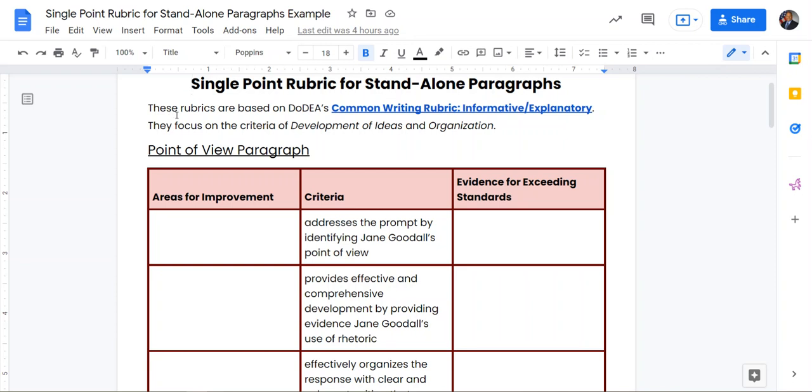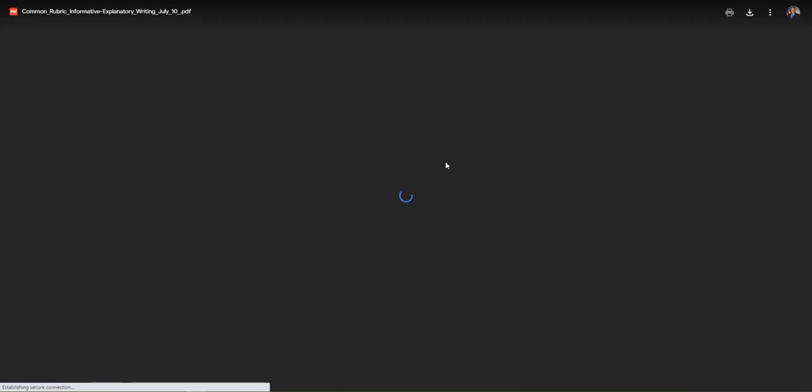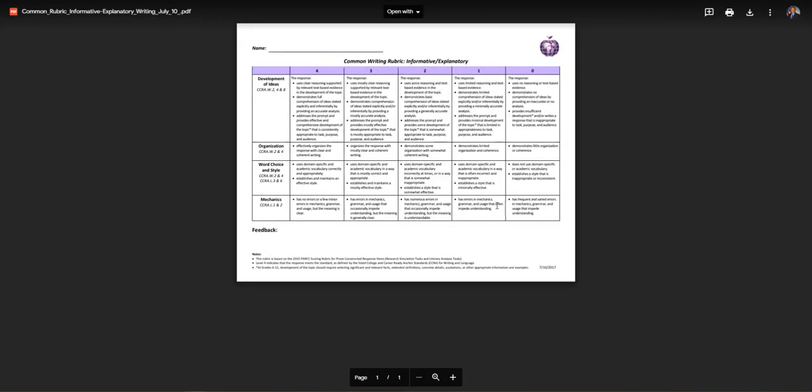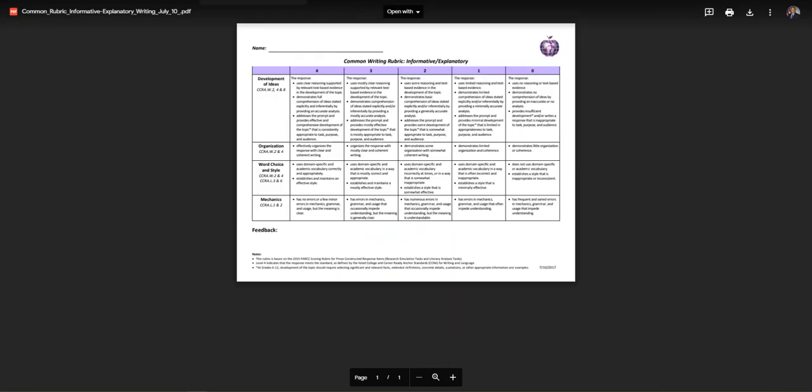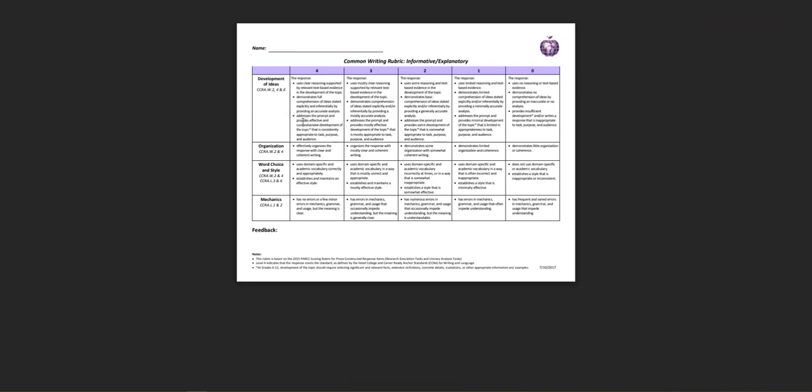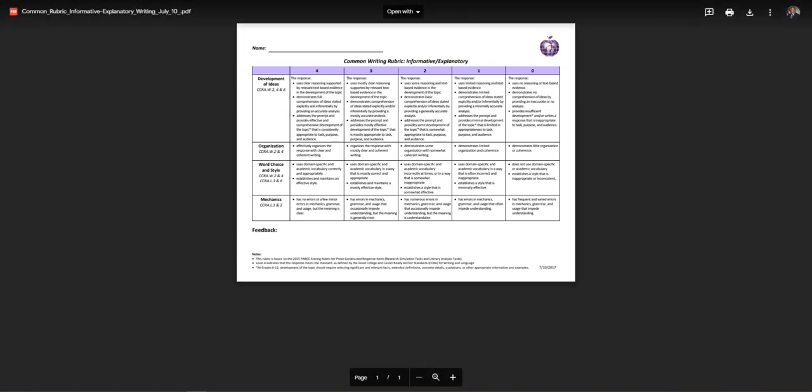The rubrics are based on Dodea's common writing formative and explanatory rubrics. So I'm going to open that up and let you take a look at it. That's this rubric right here. So this is very easy to find. And what we're focusing on for this is the criteria of development of ideas and organization. So for this assignment, that's what I'm focusing on, development of ideas. I'm just taking part of that, and I'm looking at organization.